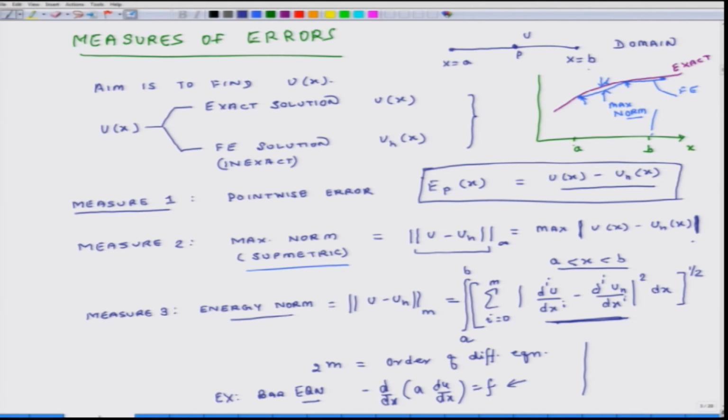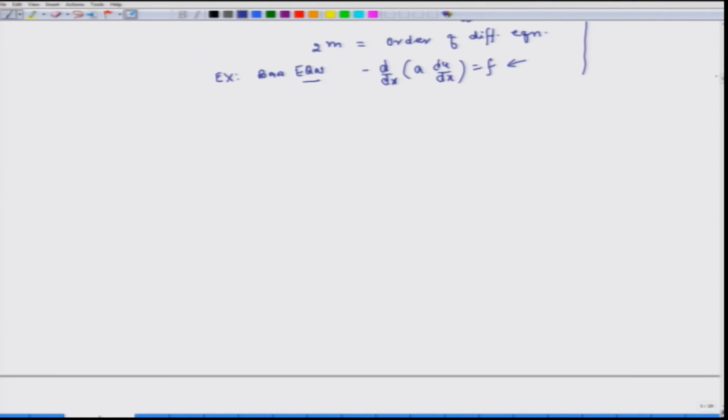Okay. So, this is the third measure, and the fourth measure is called L2 norm, and this is written as u minus uh.